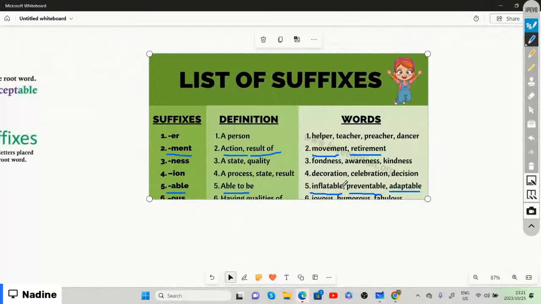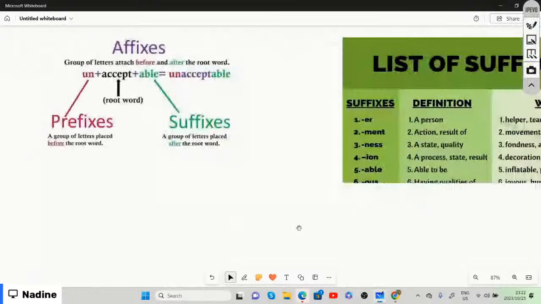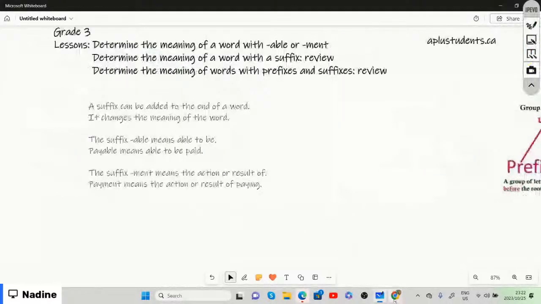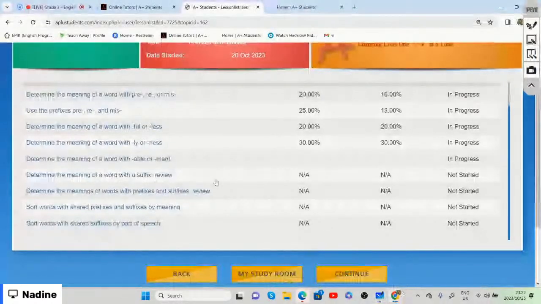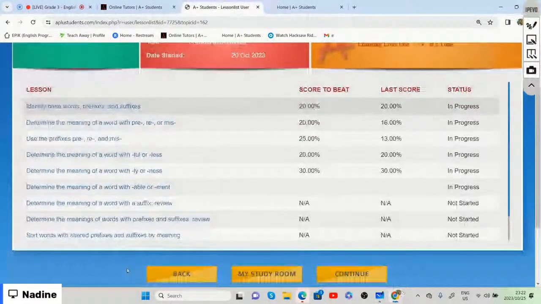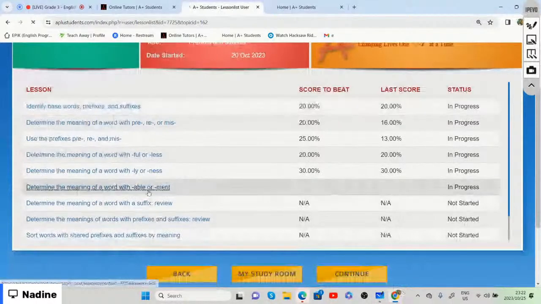During this lesson, we are going to find out more about the suffixes meant as well as able. So now we are doing our lesson on a+students.ca. We're going to scroll down until we get to determine the meaning of the word with able or meant.